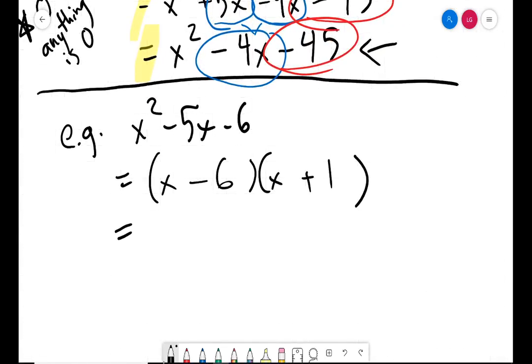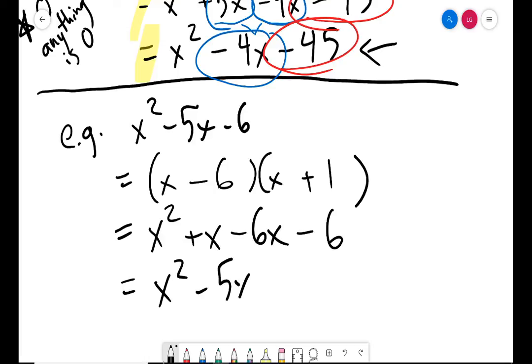We can verify. Let's actually do the distribution. Well, x times x is x squared. X times 1 is plus x. -6 times x is -6x. -6 times 1 is -6. Simplify. X squared minus 5x minus 6. Check.